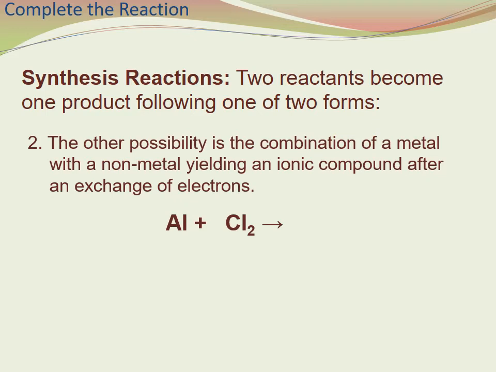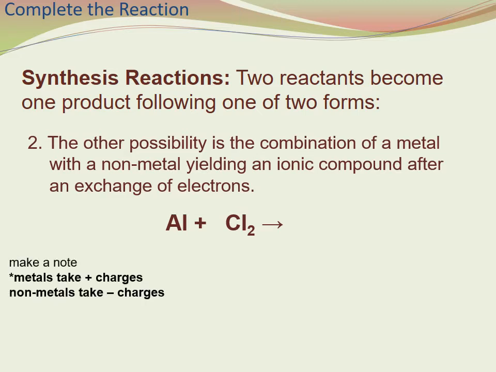The other possibility is the combination of a metal with a nonmetal, yielding an ionic compound after an exchange of electrons. Make a note that metals take positive charges and nonmetals take negative charges. Aluminum is a metal, so we know it takes a positive charge. When I look it up on the periodic table, inside its box I see a 3. So aluminum takes a +3 charge. After the exchange of electrons, aluminum has given up 3 electrons to become Al3+.